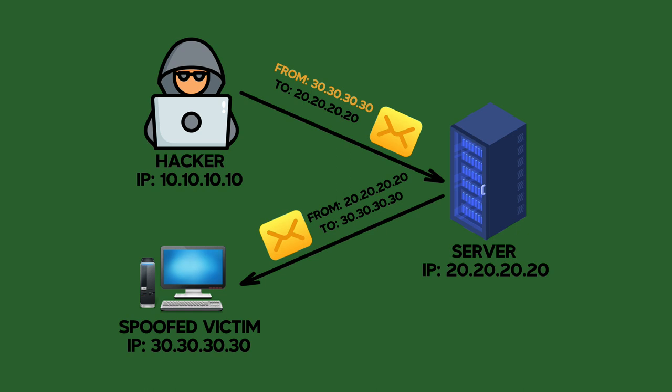VPN uses kind of the same principle. For instance, let's say you're accessing a website using a different IP, the one that the VPN provides you. The server where you send the request sees the spoofed IP, the one provided by the VPN, but it's not actually your real one. IP spoofing is used, for instance, in DDoS attacks. The purpose is to mask the real identity.